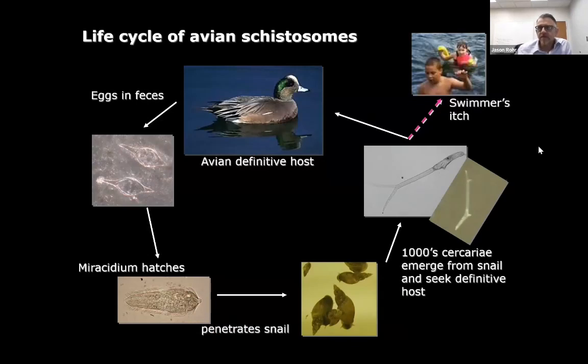So this is the general life cycle associated with avian schistosomes that cause swimmer's itch. The vertebrate definitive host is usually some sort of waterfowl. And then the eggs are released from the waterfowl, and the miracidia hatch. They reproduce asexually in a freshwater snail. The cercariae are released, and if the cercariae penetrate the skin of the human host, they can cause swimmer's itch.